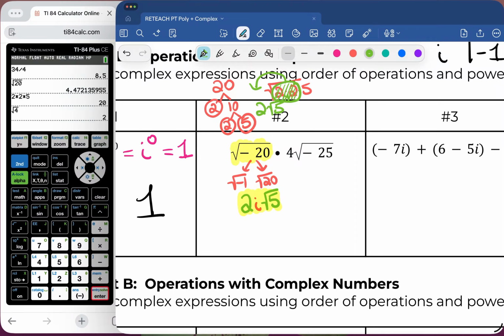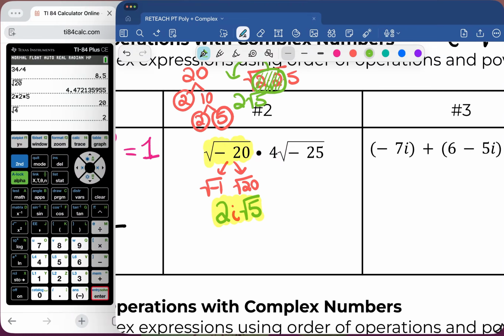So this 2 root 5, 2I root 5, replaces the square root of negative 20, and then we need to simplify that right side. So we have that negative and that 25, so pretty much the same thing as before. Let's split it up into the square root of negative 1 and the square root of 25. We know that the square root of negative 1 is I. We also know that the square root of 25 is a perfect number 5. So then we get a 5I.